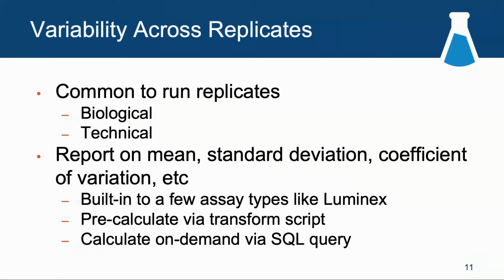Some of the assay types do have a built-in notion of this. So for Luminex, you can import either the raw well-level data or the already summarized version, already aggregated by the instrument that's producing the file. But LabKey, during the import process, will calculate these metrics across the replicates if it's the raw well-level data.